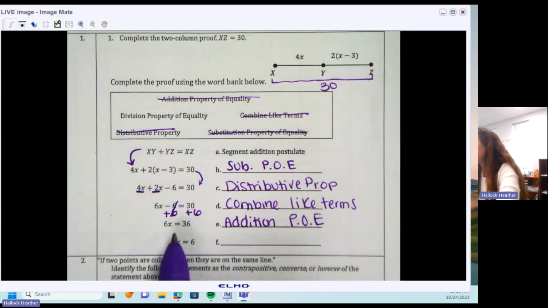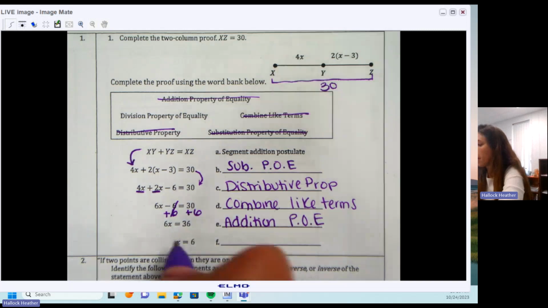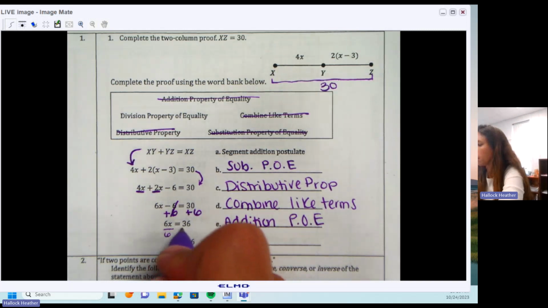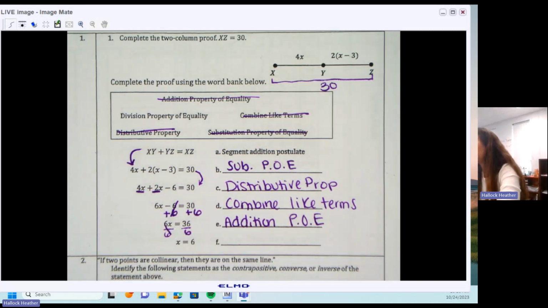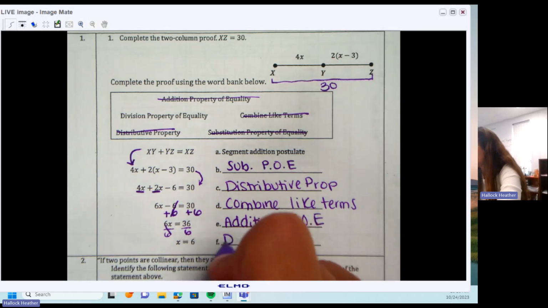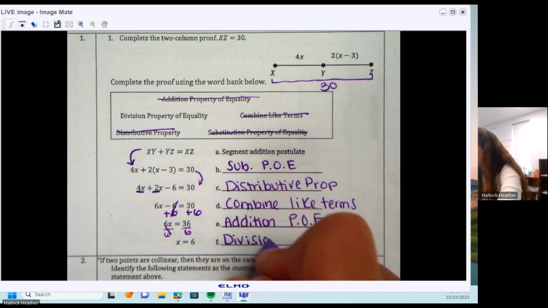The last step, going from E to F, I have to get rid of the 6 in front of the x. So I divide by 6 on both sides. This is division property of equality.